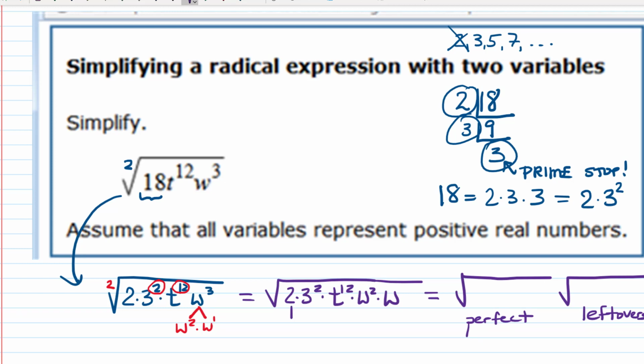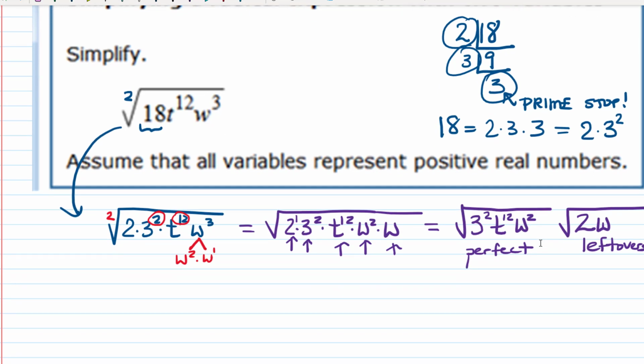All right, so for example, the number 2 has a power of 1. It's not written, but you could think of it as a power of 1, which is not divisible by 2, so it's going to go in the leftovers. 3 squared has a power divisible by 2, so it's going to go in the perfect squares. T to the 12th, 12 is divisible by 2, so that's going to go in the perfect squares. W squared is obviously a perfect square, 2 is divisible by 2, so that goes there. And then W is going to go over in the leftovers because it has a power of 1, which is not divisible by 2.